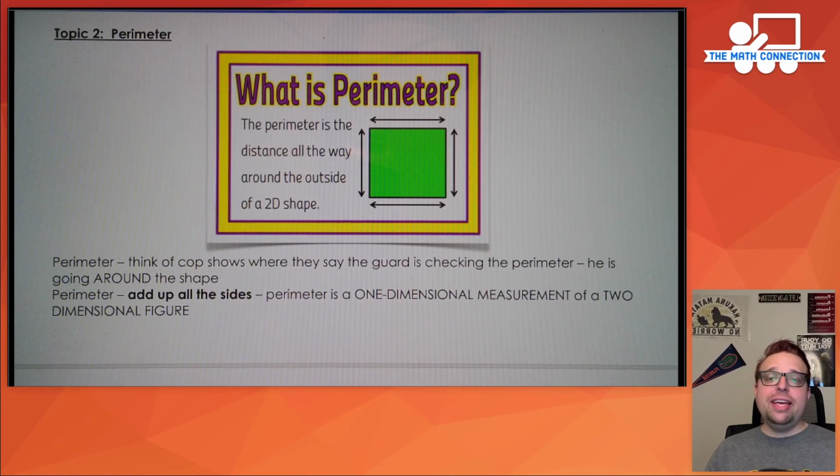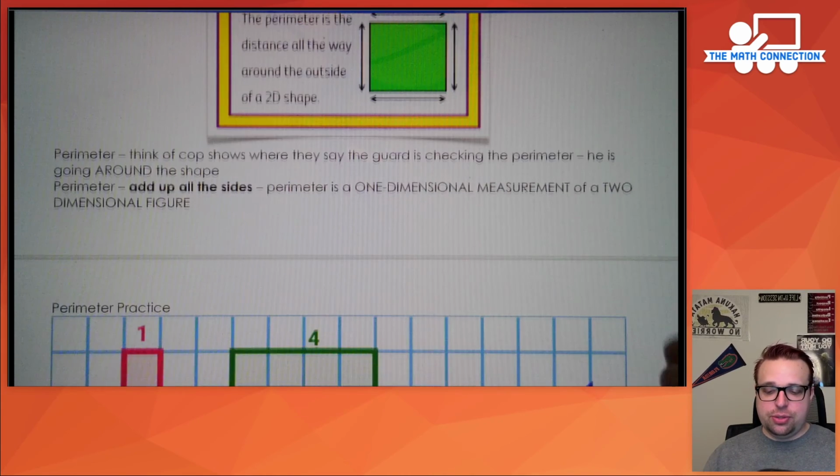So all that you do to find the perimeter is you add up all the sides. And then don't forget to put whatever units it's in. So if you're measuring in inches or centimeters or something, when you add up those measurements, you want to make sure you use the correct units. Okay, so let's do some examples.